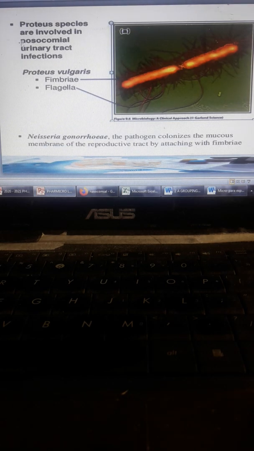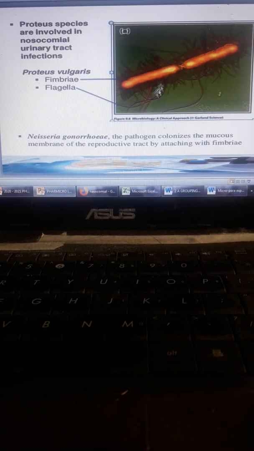Next, Proteus is involved in nosocomial urinary tract infection. Nosocomial means a disease that is acquired in the hospital. Proteus vulgaris has fimbriae for attachment and flagella for locomotion. Neisseria gonorrhoeae, a pathogen, colonizes the mucous membrane. Usually it causes urinary tract infections, mostly in women. Neisseria gonorrhoeae usually has fimbriae.